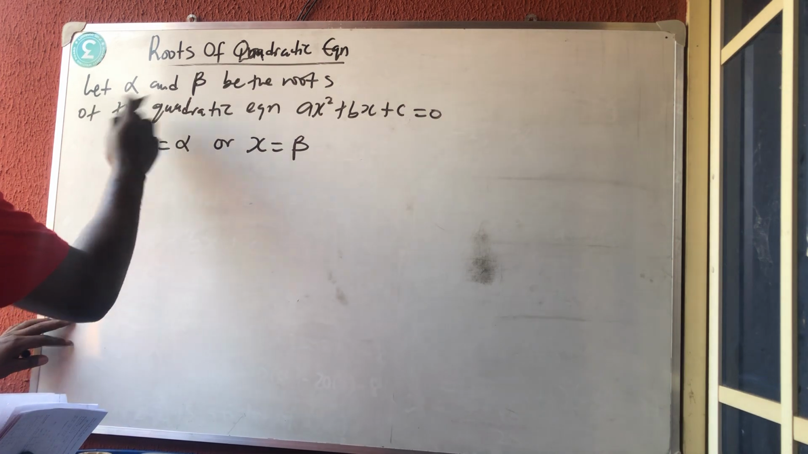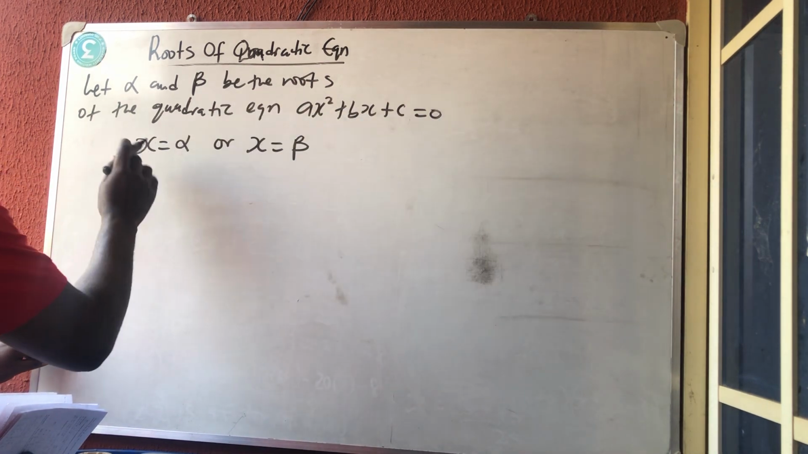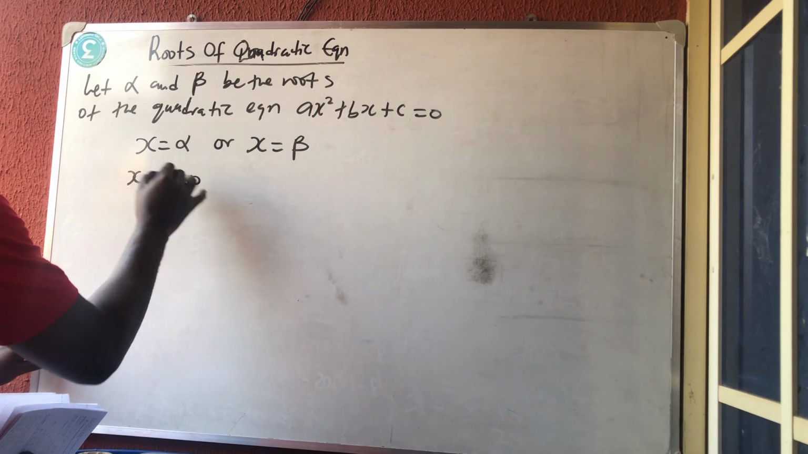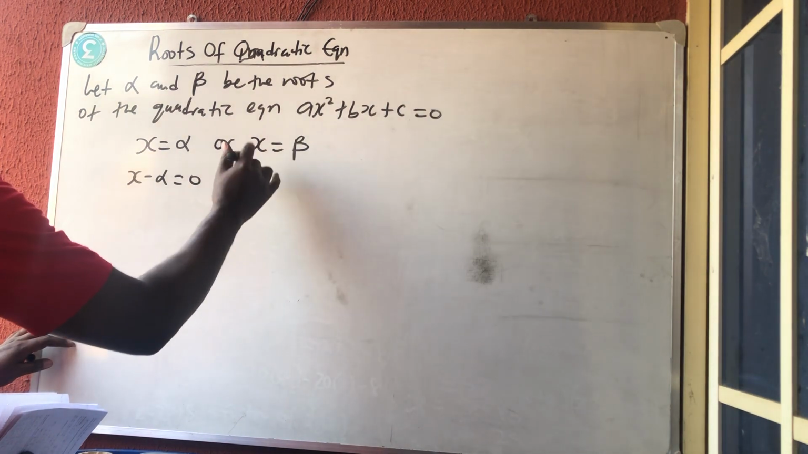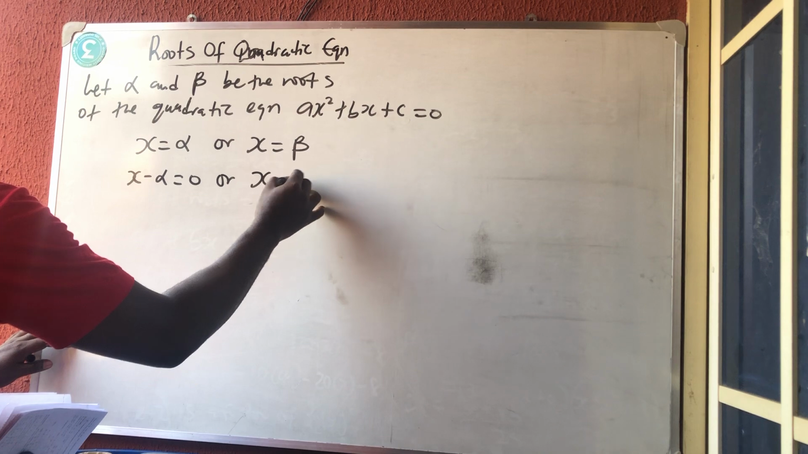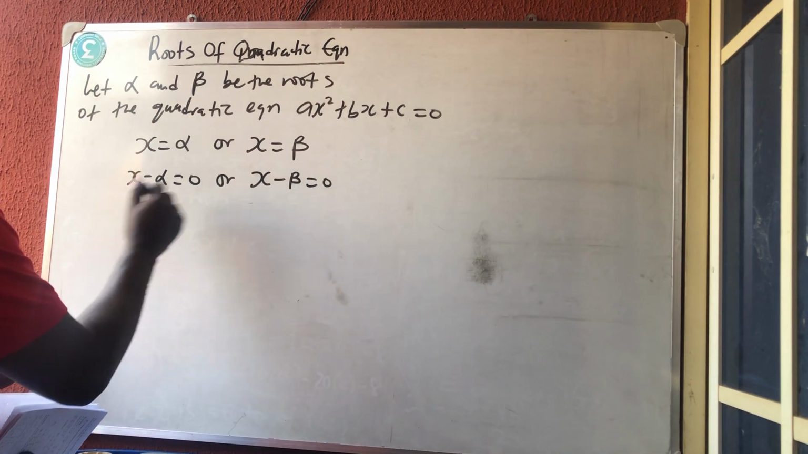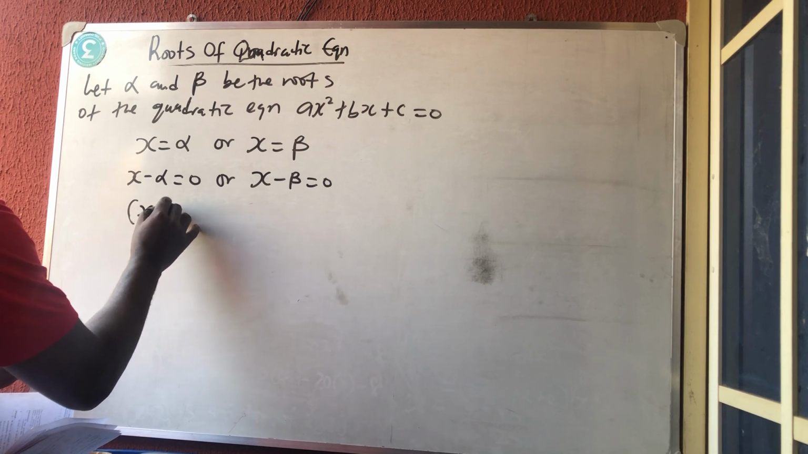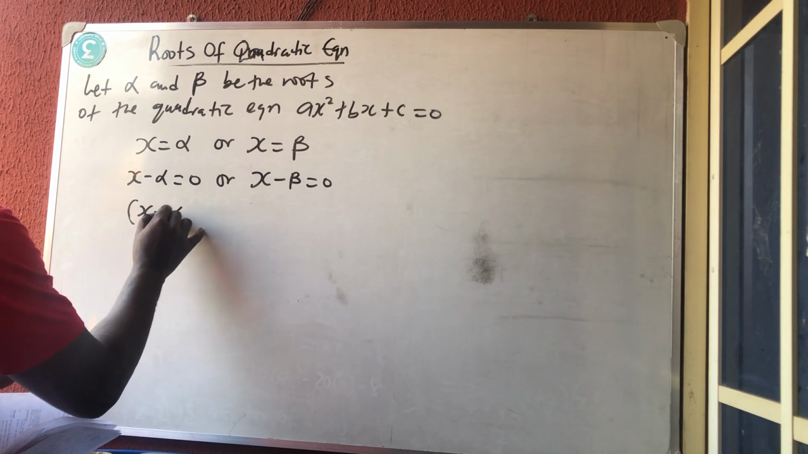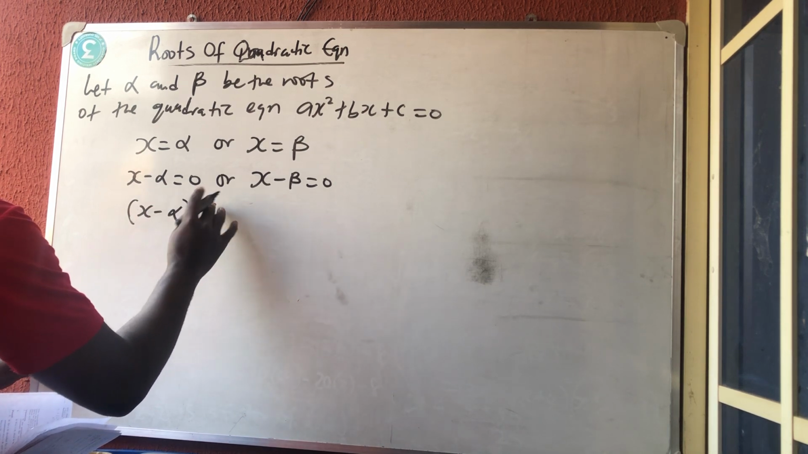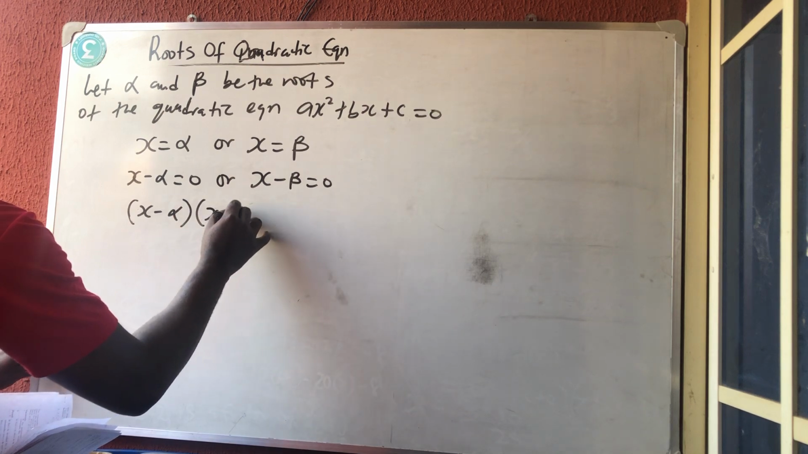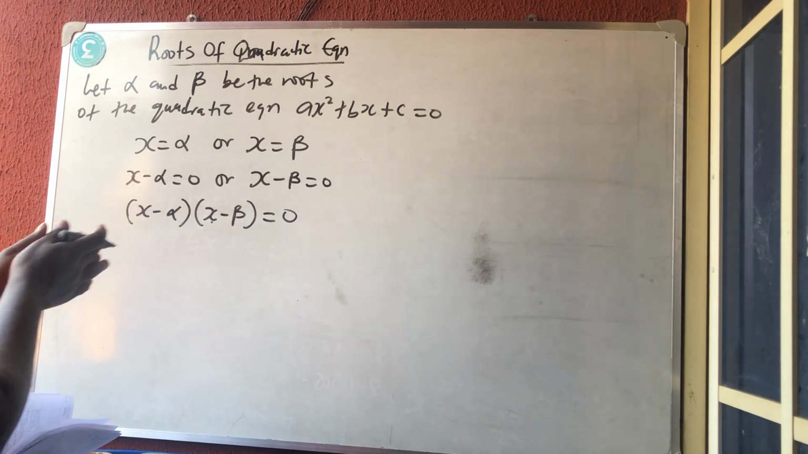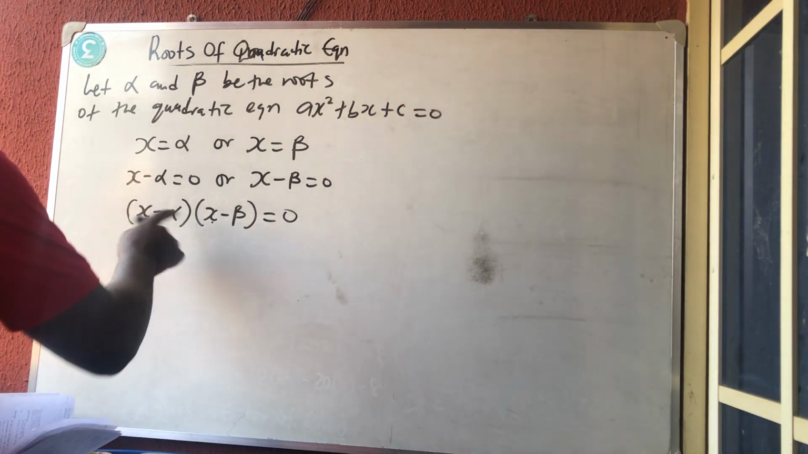So let me take this back to get this equation. Going back here, I'm having x minus alpha is equal to 0, or going back here, I'm having x minus beta is equal to 0. Let me combine the two of them. x minus alpha multiplying x minus beta is still 0, because if this is 0 and this one is 0, it means that if I multiply both of them, I'll still get 0. So let me clear the bracket.